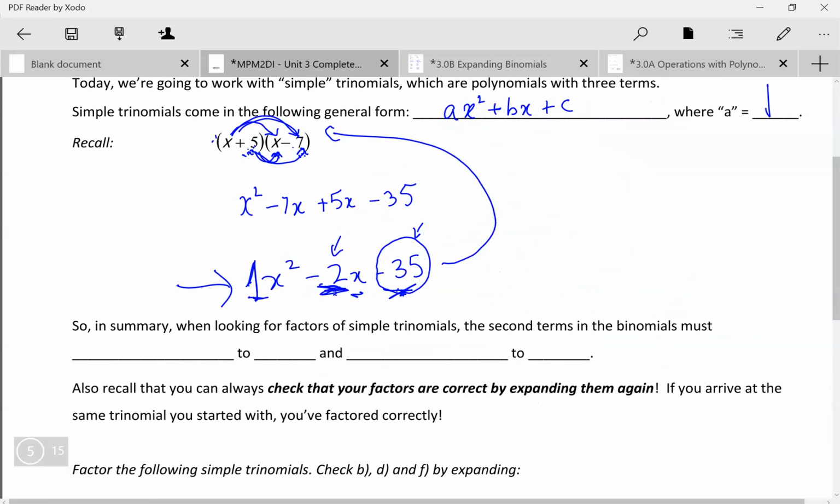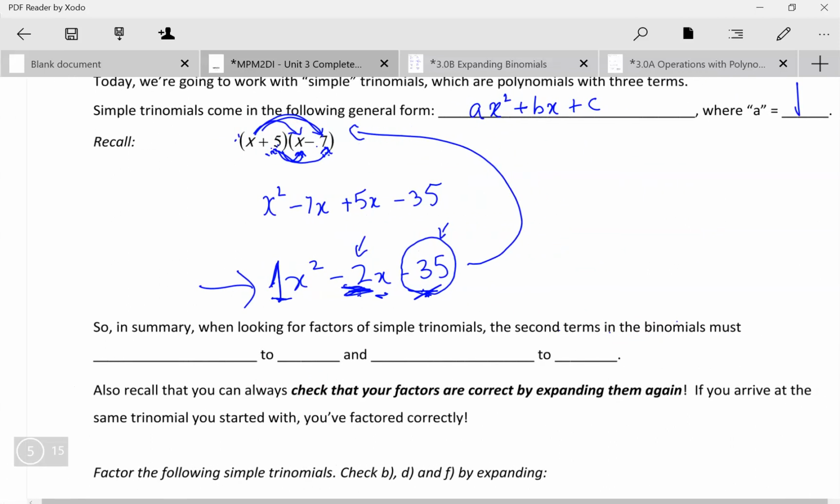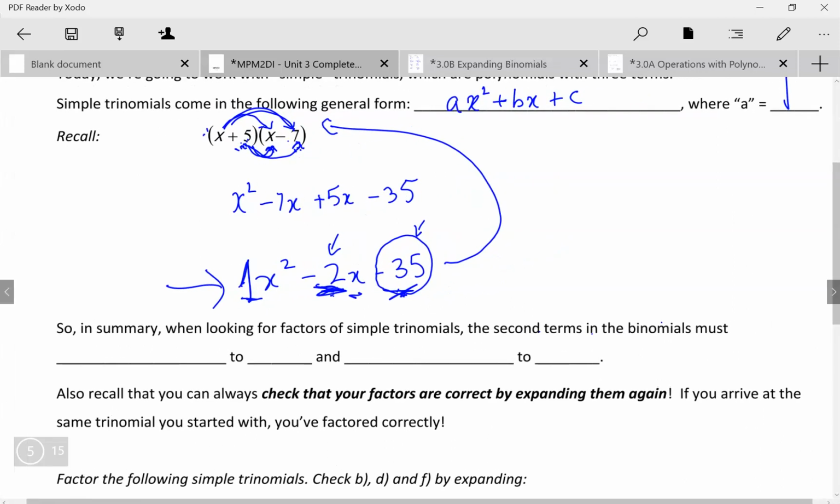So in summary, when looking for factors for simple trinomials, the second terms in the binomials must add to b. You can write this either way. What is b again? The coefficient of the x term. Plus 5 minus 7 has to add to negative 2. And they have to multiply to c. And what is c? C is our constant term in our expanded form. Plus 5 times negative 7 gives us negative 35.